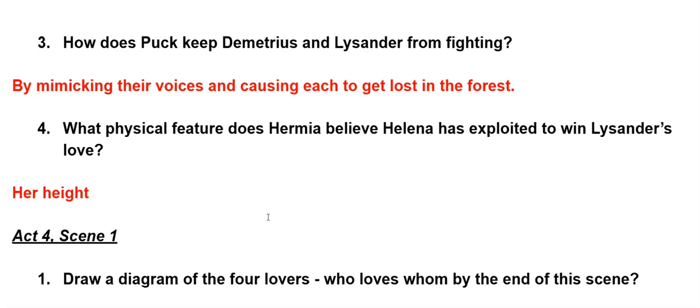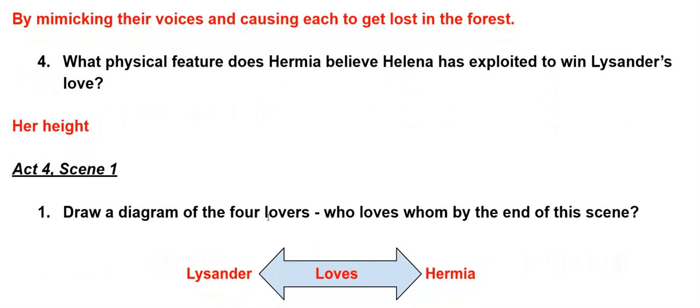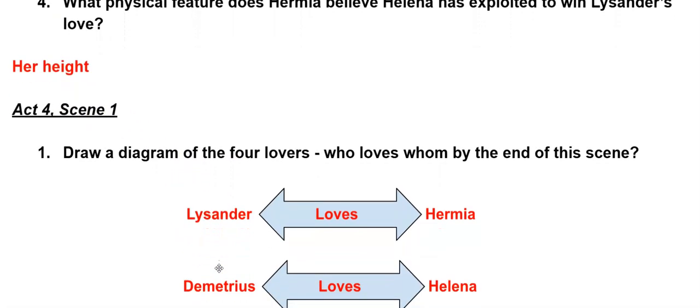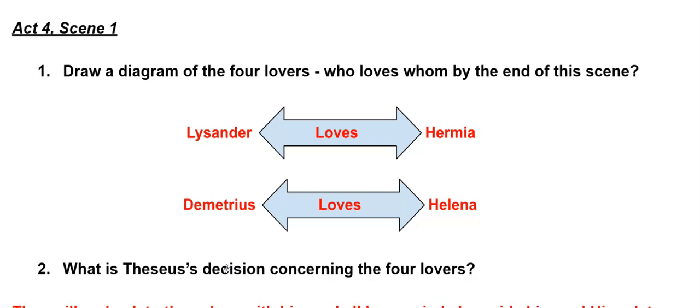Moving on to Act 4, it says, draw a diagram of the four lovers: who is in love with whom by the end of this scene. We can do this just with some arrows. We know that by the end of Act 4, Scene 1, things have really gone back to the way that they should be. Lysander loves Hermia, and Hermia loves Lysander. That's why we have the arrows pointing both ways. Demetrius loves Helena, and Helena loves Demetrius.